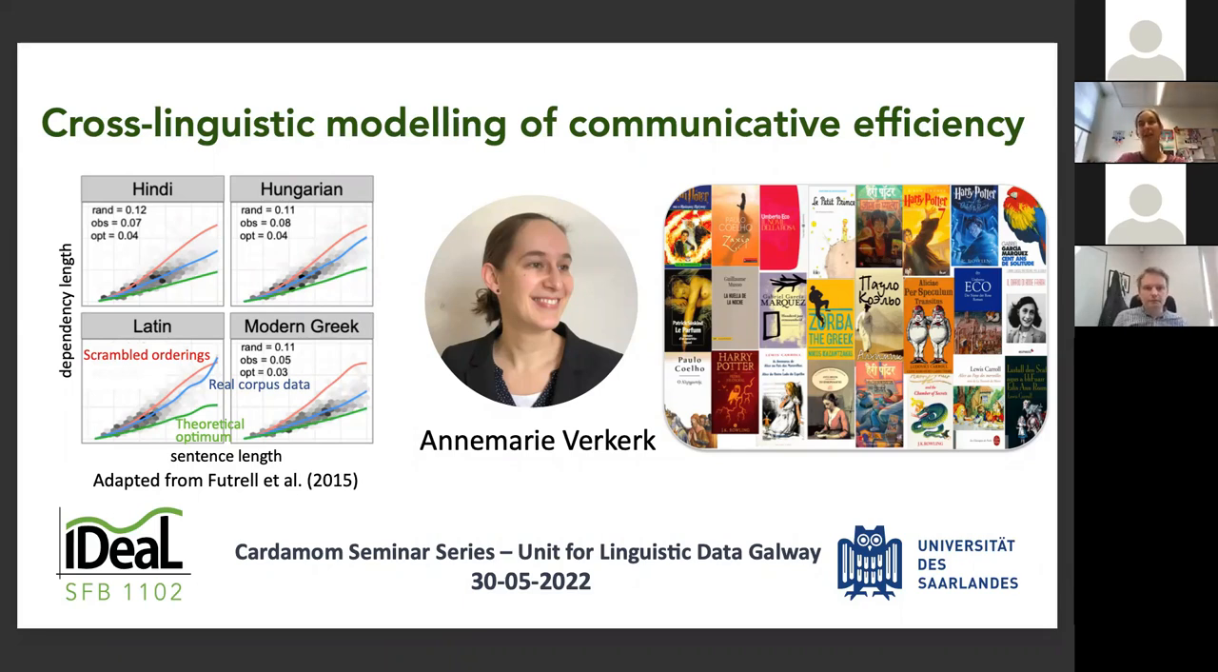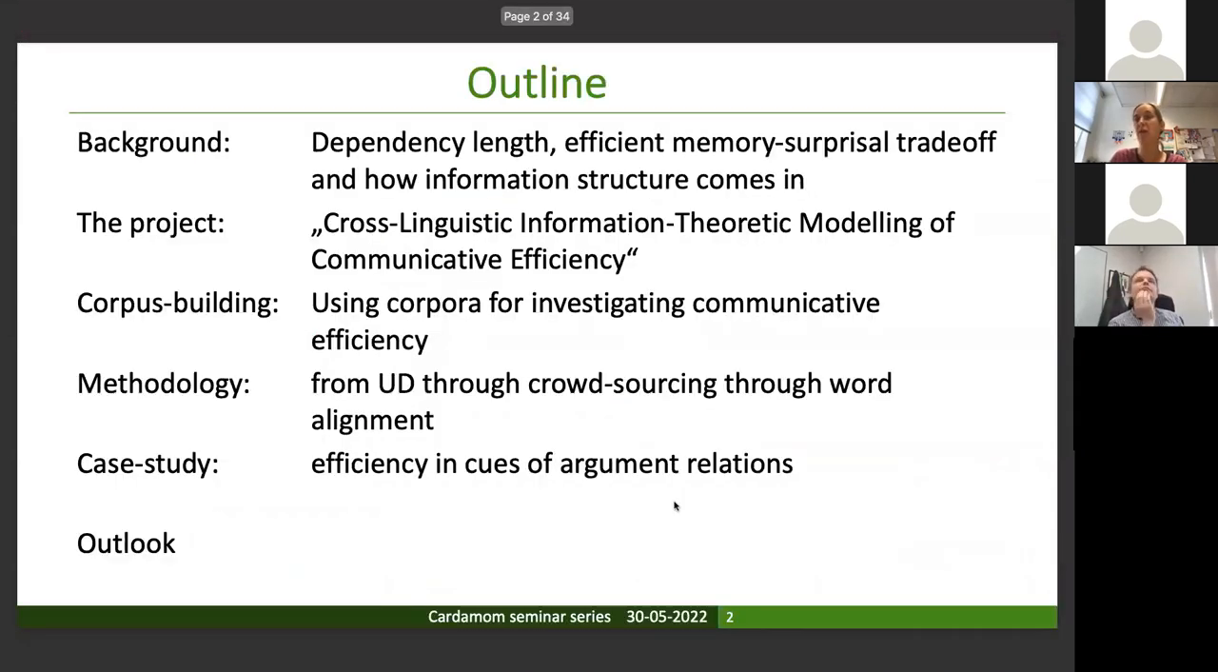The title of my talk today is Cross-linguistic Modeling of Communicative Efficiency. I'm going to present basically our future projects on this topic today. In order to do that, I'm going to talk about dependency length, the efficient memory-surprisal trade-off, and how information structure comes into all of this in the introduction. Then I'm going to discuss themes of our project, the corpus that we're building, and our methodology of annotating it. I'm going to talk about future aims for the coming 4 years in this project, and end up with a case study on one of the later aims in the project, which has to do with the interaction between variable word order and case marking.